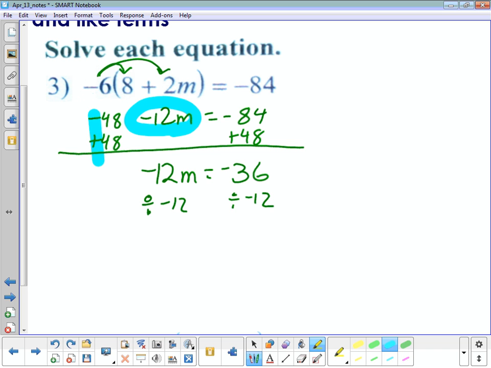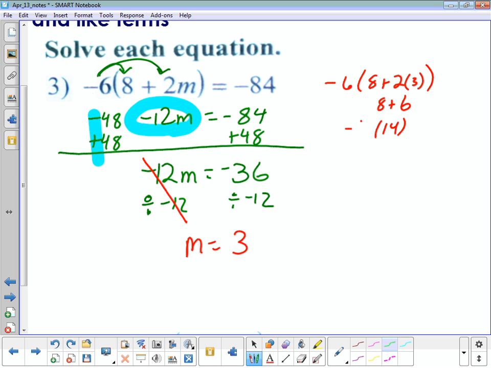Okay, so now when I divide by negative 12, on the left they cancel, and so that gets me an m. On the other side I got a negative 36 divided by negative 12, which is a positive 3. So now I want to check to make sure this does work. I got a negative 6 times 8 plus 2 times 3, all in parentheses. Well, 2 times 3 is 6. I got 8 plus 6, which is 14. And now I need to take a negative 6 times 14, which would be a negative 24 and a negative 60, which would be a negative 84 altogether. Now I check, is that the same as that one? Yes, it is. So this is my answer.